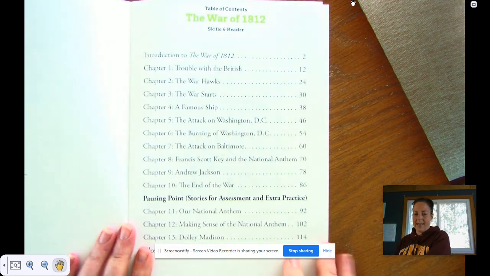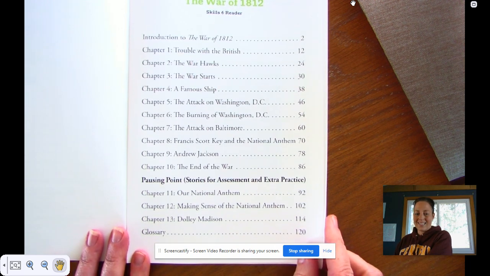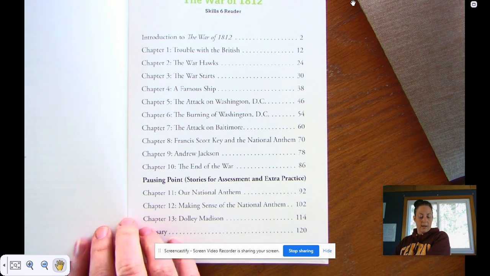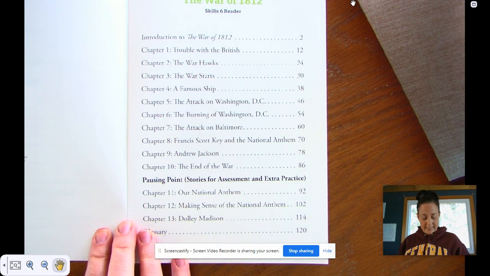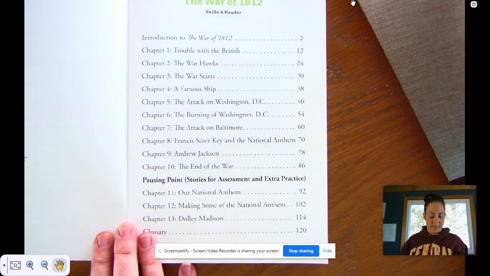Okay, so here's the table of contents, and it looks like we have about 13 chapters, and then you notice that there's a glossary down here at the bottom. If you remember, the table of contents is helpful because it tells you where chapters start. So if Mrs. Kittleson was to say, okay, I would like you to read A Famous Ship, chapter 4 on your own, then you would say, oh, okay, she wants me to start on page 38. That's why we think that the table of contents is so important and so helpful, because it helps you to quickly find where you're supposed to go.